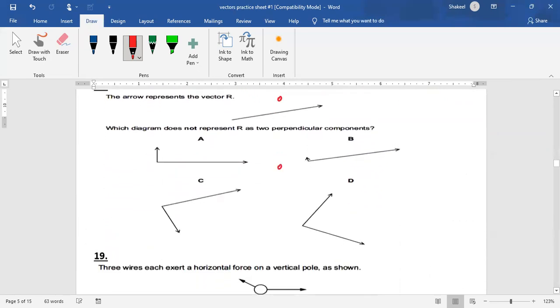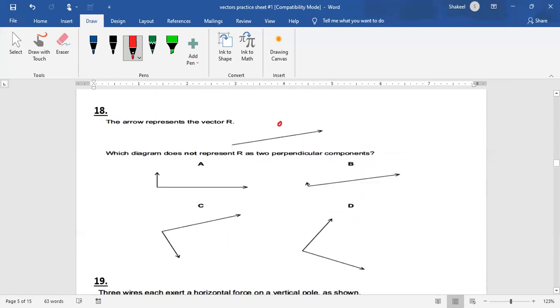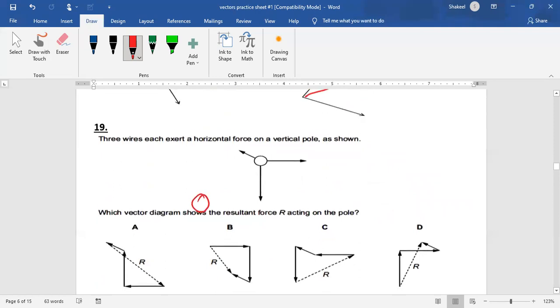Moving forward, question number 18. A vector is shown; which diagram does not represent R as two perpendicular components? You can fit that vector over here. You can fit that vector over here. Don't change the direction. And that vector is similar to this, and you can fit that vector over here. So all three diagrams are correct, but over here, the vector is also fitting on another vector. So this cannot be true. So C is your answer.